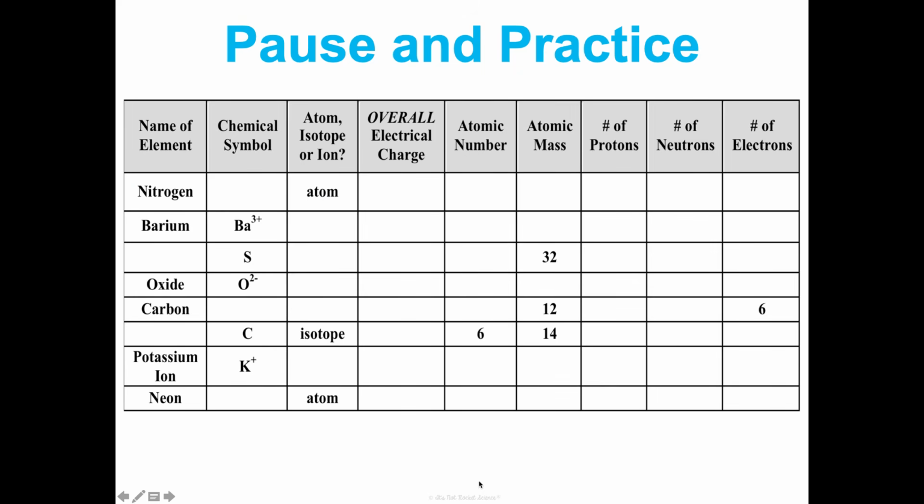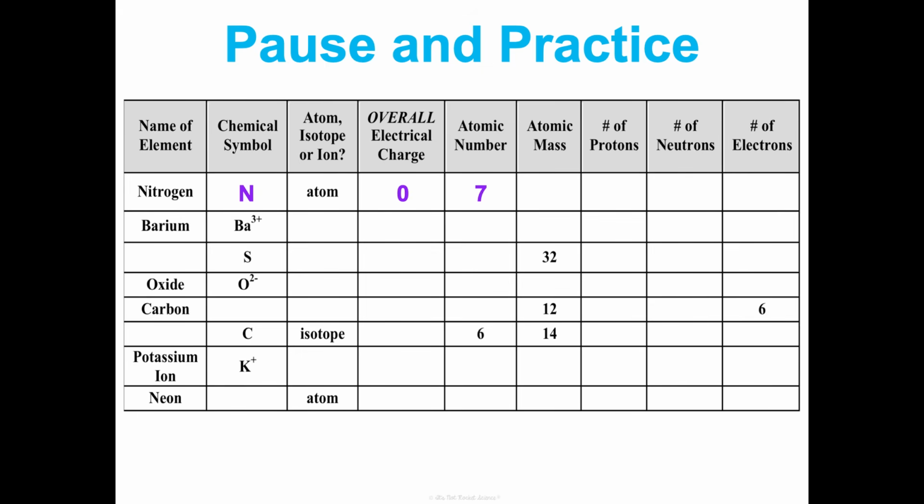Okay, this is something we're going to practice in class. I'm just going to go over one example, and then I want you to try to fill it in yourself. We have to use a periodic table to do this. First, if I'm talking about just an atom of nitrogen, not an isotope with a funky number of neutrons or an ion that has a charge, just the atom, then the chemical symbol for nitrogen is just what's on the periodic table, which is N. If it's just an atom, its overall electrical charge will be 0, it's neutral. To find its atomic number, I need to look at the periodic table, and its atomic number is 7.